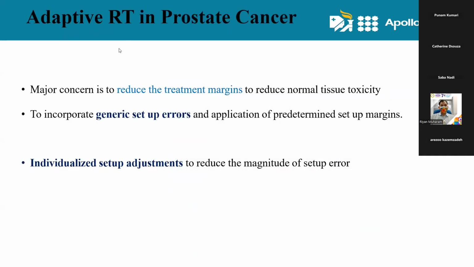The second clinical case is adaptive radiotherapy in prostate cancer. In prostate cancer, daily anatomical variations are mainly caused by bladder filling changes and rectal filling changes. These changes alter the prostate position. The major concern is to reduce the treatment margins, to reduce normal tissue toxicity, and to incorporate setup errors and applications for the predetermined setup margin, and also individualized setup adjustment to reduce the magnitude of the setup error.